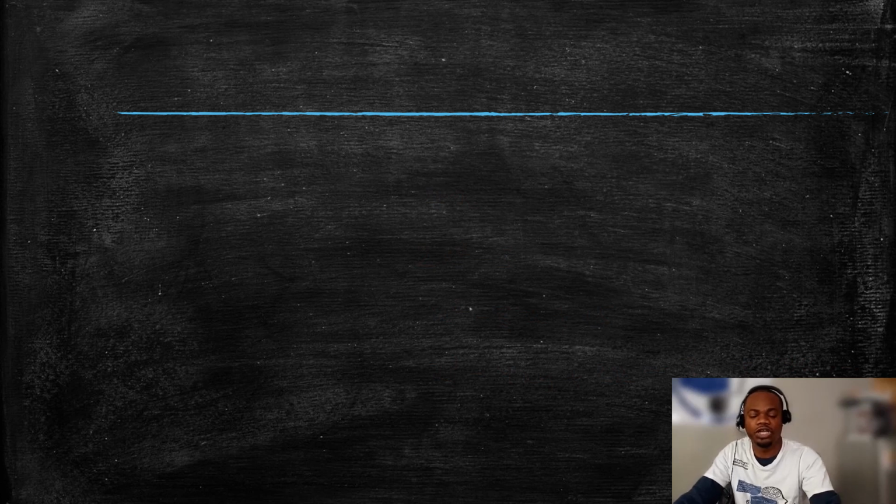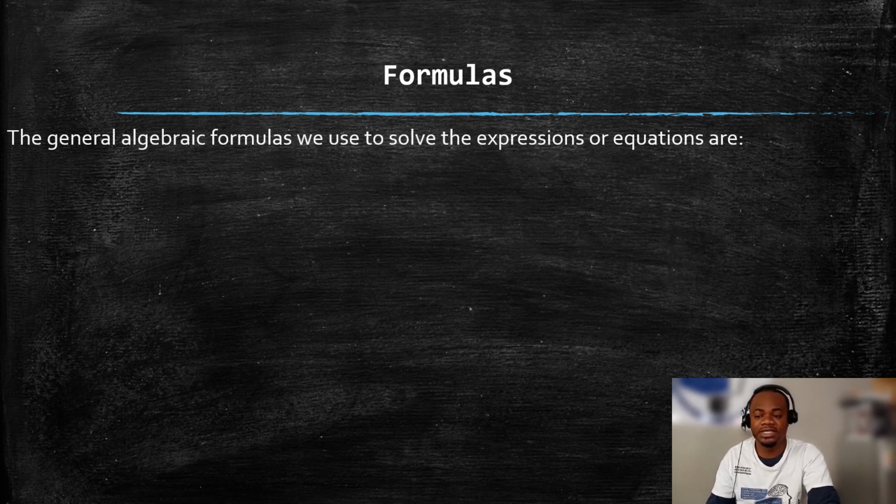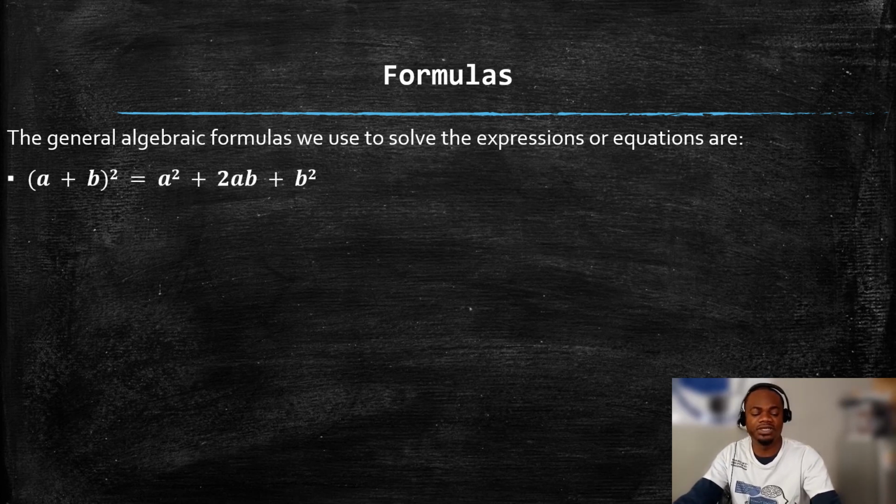Well, now we're going to talk about some important formulas. There are specific formulas that we use to solve some special algebraic expressions. One is when we have (a plus b) squared. This is called the perfect square because both a and b are within the bracket raised to the power of 2. We can use this formula to solve this expression, (a plus b) raised to the power of 2.